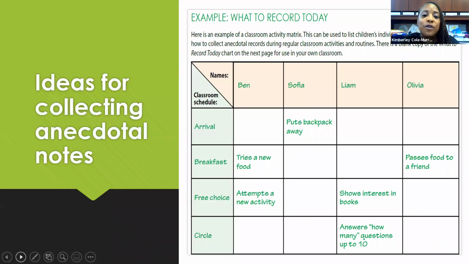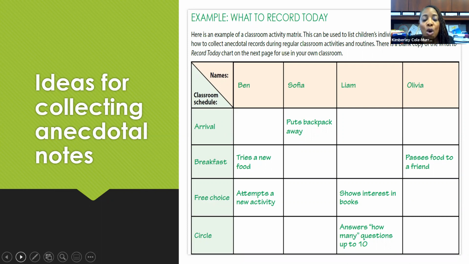So as you can see, the video gave us an overview of anecdotal notes: why we take anecdotal notes, how to write anecdotal notes, and what we use anecdotal notes for. In this slide, you will see an example of a chart that is used to record anecdotal notes.